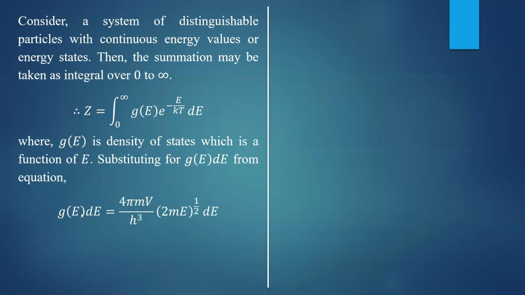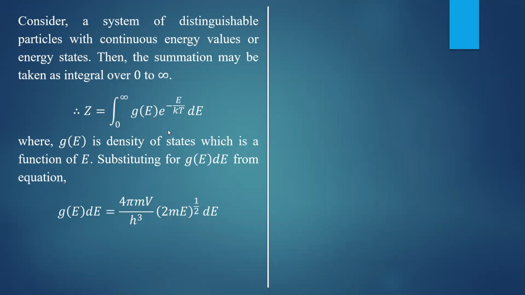We know that the density of state is equal to the number of available states divided by h to the power f, where f is the degrees of freedom. And here h cube is appearing because of the three-dimensional space we have considered. So density of state g of e into d of e is given by 4 pi mv divided by h cube into 2me to the power half into d of e. Here energy to the power half is appearing. Density of state is directly proportional to e to the power half.